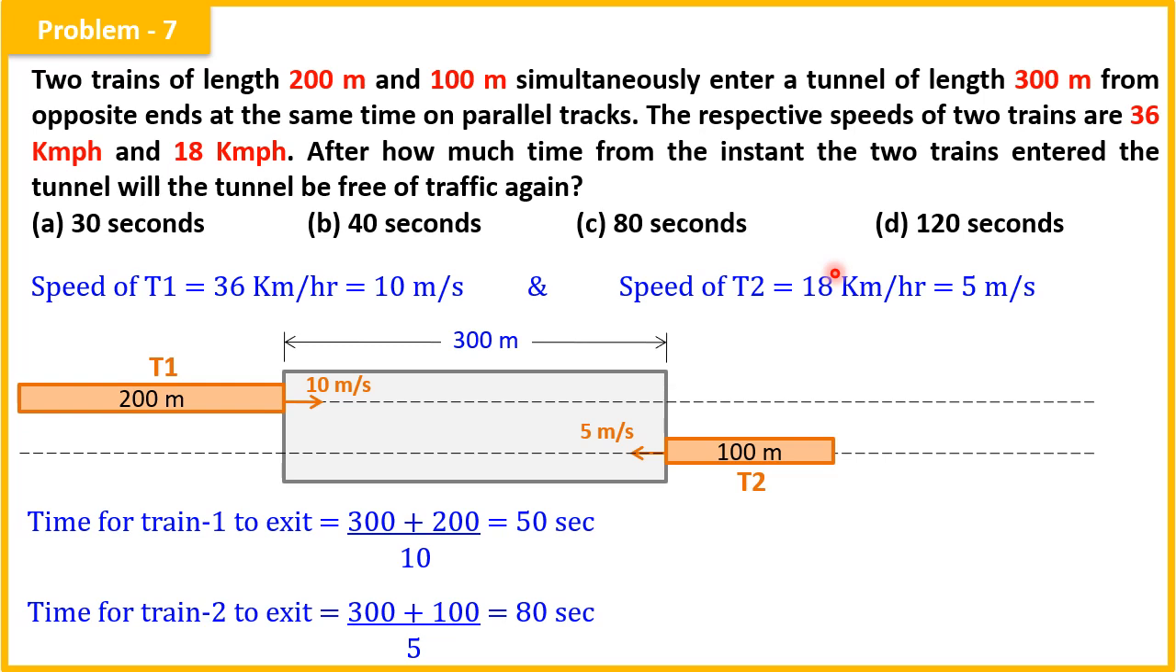Now the question asked here is, after how much time from the instant the two trains entered will the tunnel be free of traffic. So obviously the tunnel will be free of traffic after 80 seconds, which is the maximum of the two timings.